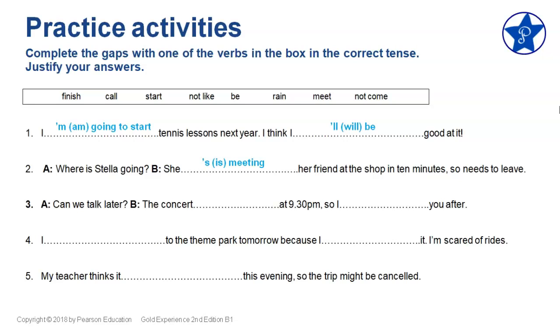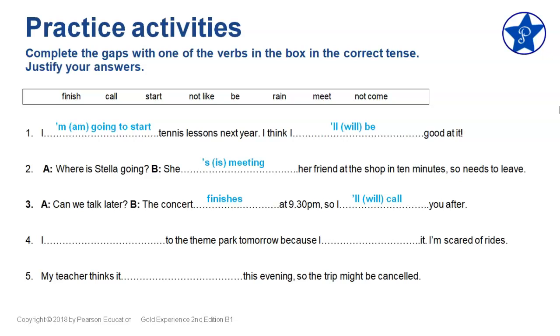Now, how about number 3? Can we talk later? The concert is at 9:30. That's scheduled. That's definitely present simple. So I will call you after if it's a spontaneous decision. So I'm going to call you after could also be possible here. This is my intention to call you. Alright, so here 2 options are possible.